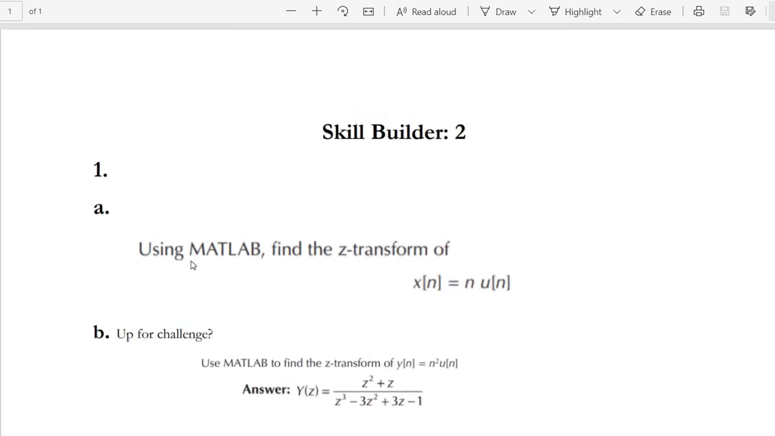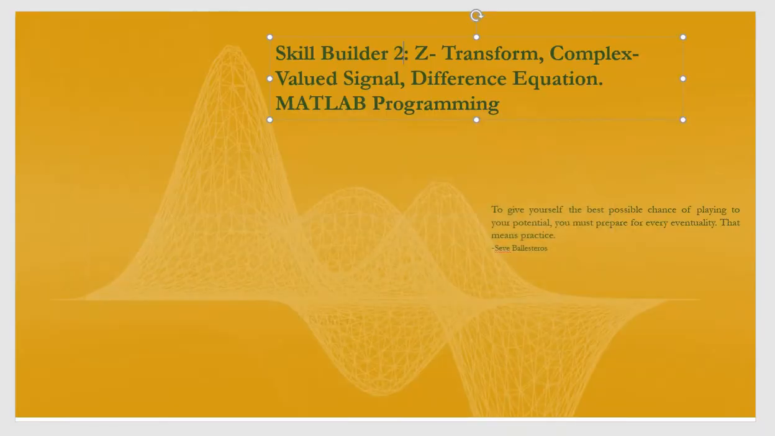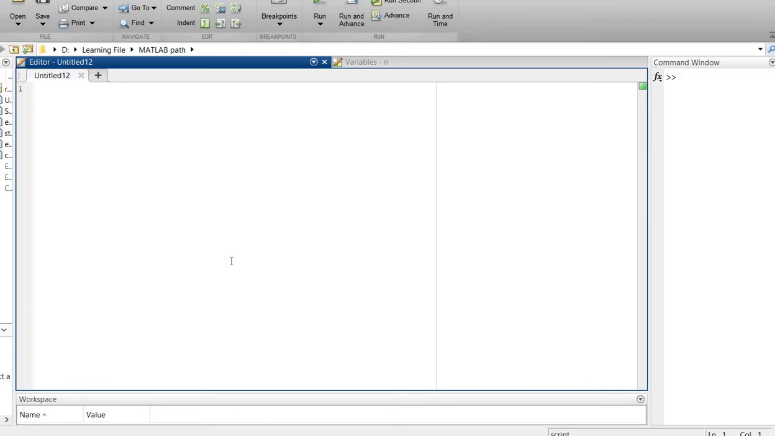So the first code or the first problem would be, using MATLAB, find the Z transform of x of n is equal to n u of n. Okay, so how do we start that? To begin, we should initialize. So it should start with a good initialization.